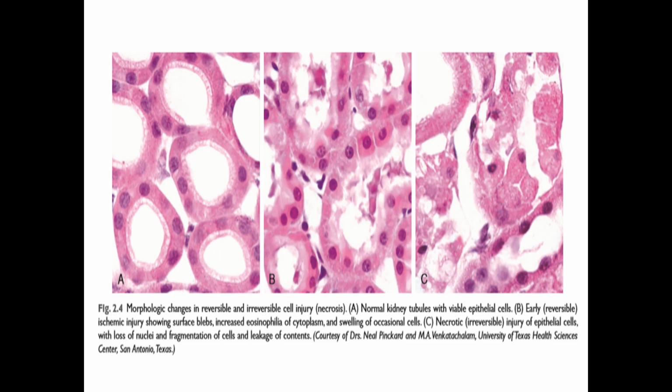B, early reversible ischemic injury showing surface blebbing. Here the cells started to have swelling, increased eosinophilic cytoplasm, eosinophilia of the cytoplasm starts to increase, and the swelling of occasional cells. Some cells have swelling, some have an increase in the eosinophilia. This is the early stage of cell injury, which is the reversible stage.